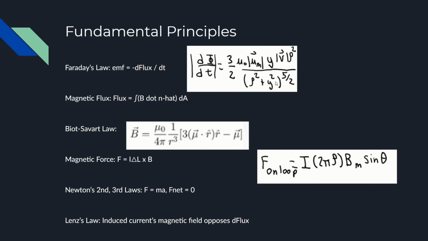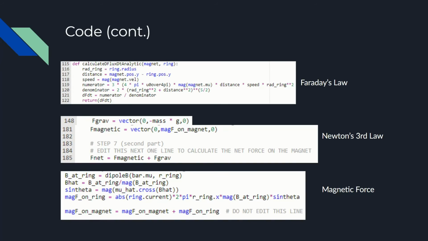We apply Newton's third law to state that the force of gravity on the magnet, negative mass times gravity, will be the magnetic force on the magnet. And then the F net will equal F magnetic plus F grav. And then to calculate the magnetic force, we utilize our dipole function. We calculate sine of theta, and then we use this to calculate the magnetic force on the ring. And then we sum up all of the ring's magnetic forces, and this will equal the force on the magnet. And so the integral is simulated by using a for loop.